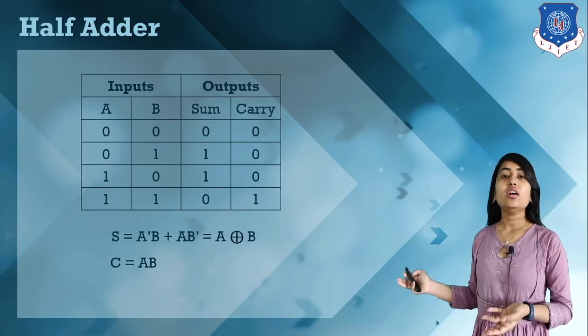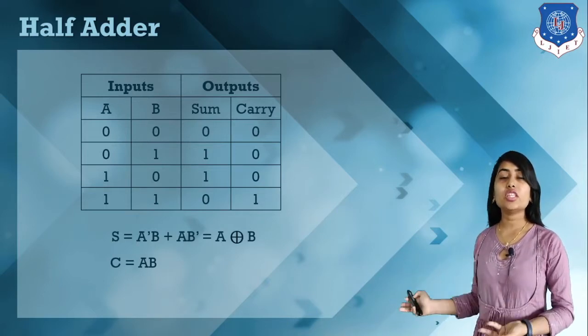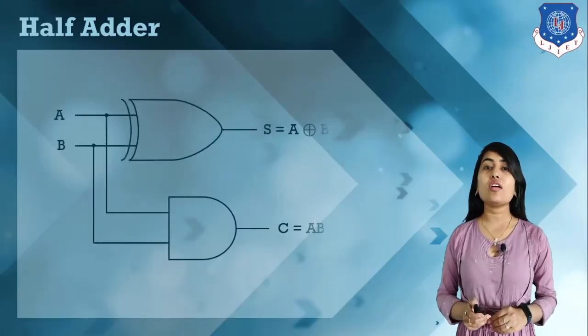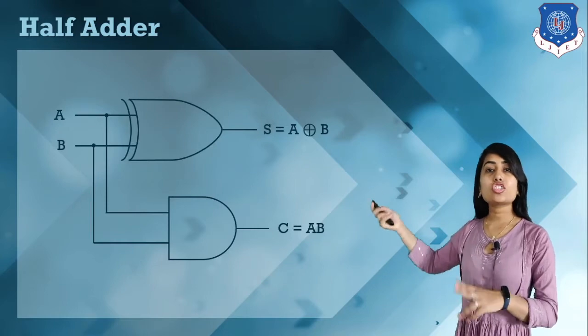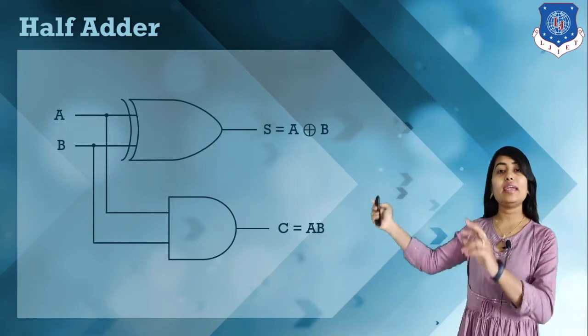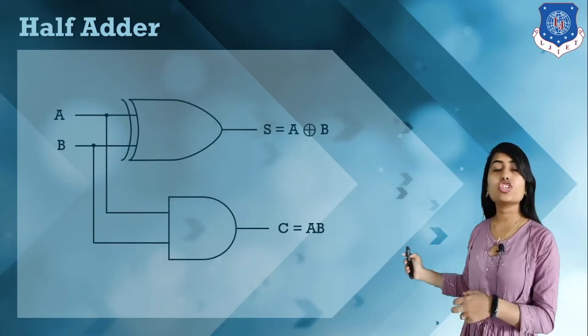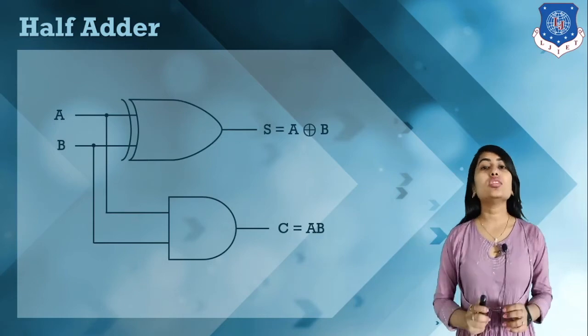So we can implement this half adder with these logical functions. Here we have the logic diagram of the half adder: A and B go through an XOR operation, giving the sum, and A AND B gives our carry. So this is the half adder.